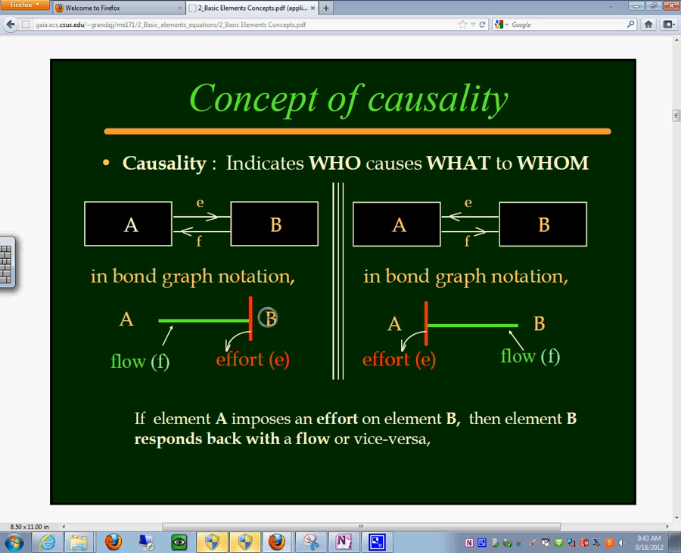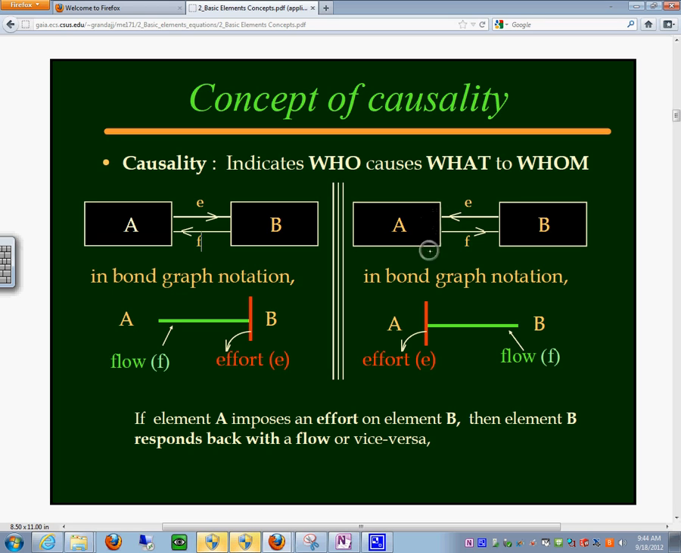The output of B is going to be this flow, and that's delivered from B to A. So the same thing as A goes from A to B here with variable E, B goes from B to A with variable F. If you switch things around and you look at the picture on the right hand side, you know that in this case the variable that A imposes on B is F, and B responds with E.